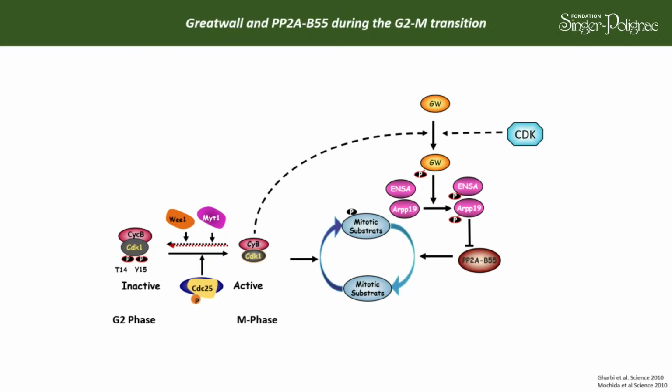But we know that besides Cdk1-cyclin B activation, we need to inactivate the phosphatase PP2A-B55 that counteracts the phosphorylation on Cdk1-cyclin B mitotic substrates. This pathway that inhibits PP2A-B55 is driven by the Greatwall kinase, which phosphorylates two substrates called ENSA and ARPP19 that, once phosphorylated, bind and inhibit PP2A-B55.